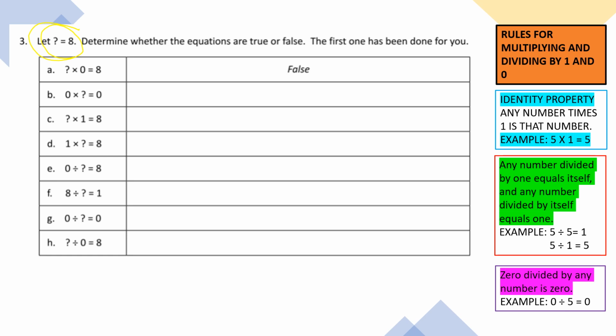Question mark times 0 equals 8. So that's the same thing as saying 8 times 0 equals 8. Okay, and that's false. 8 times 0 does not equal 8. 8 times 0 equals 0. So that's definitely false. Let's look at the next one. 0 times question mark. Remember, the question mark is 8. So that's the same thing as saying 0 times 8 equals 0. And that's true.